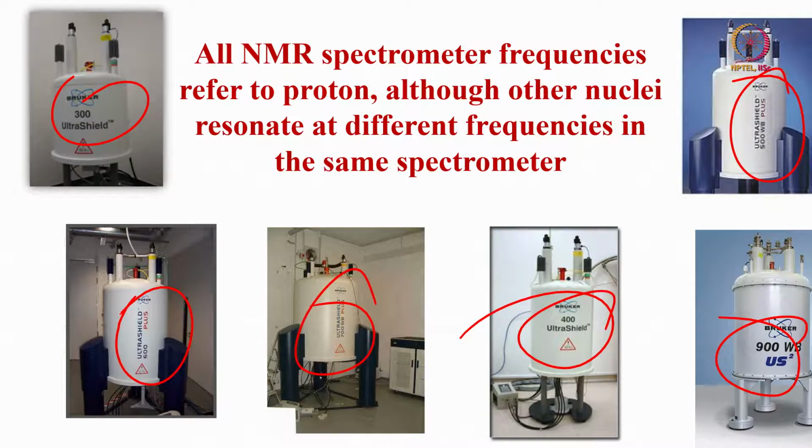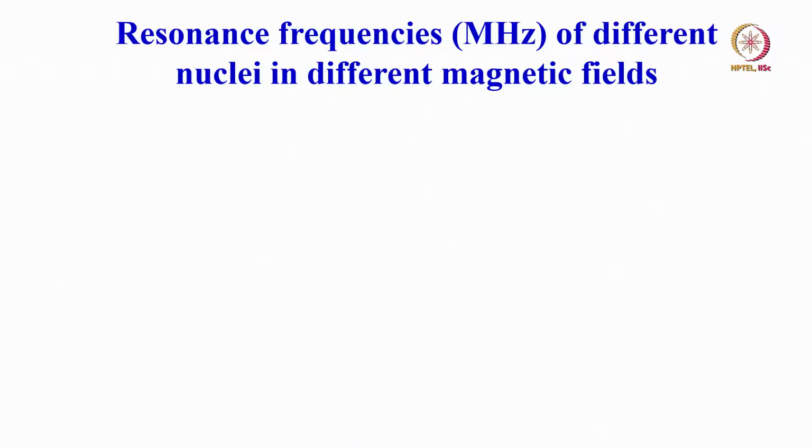What are these numbers? They are the resonating frequency of protons in the corresponding magnetic field given there. For example, if I say 900 megahertz, in this magnetic field the protons resonate at 900 megahertz. In this magnetic field, protons resonate at 400 megahertz. So, all spectrometers are referred to the proton frequency in a given magnetic field.